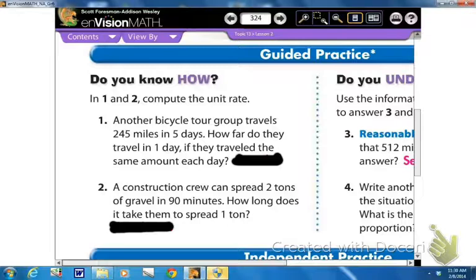Okay, looking at the guided practice, I want you guys to go ahead and just do number 1 and number 2, and all they're asking you to do this time is find the unit rate, and then in class we'll practice finding unit rates and then using that to solve a proportion.